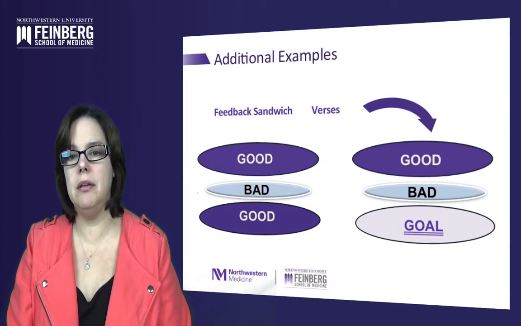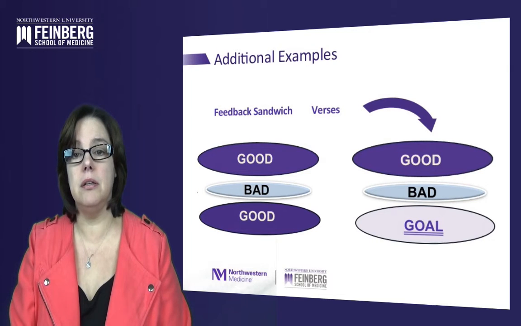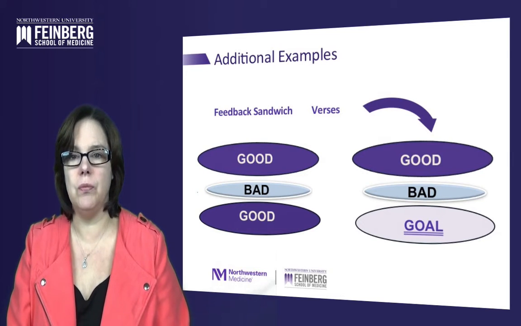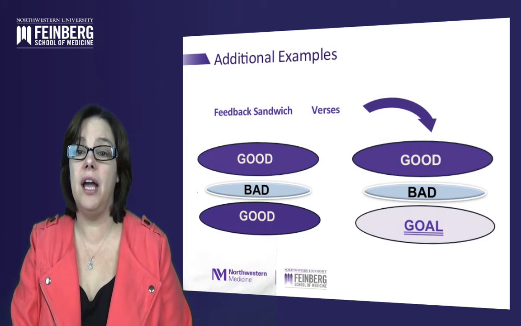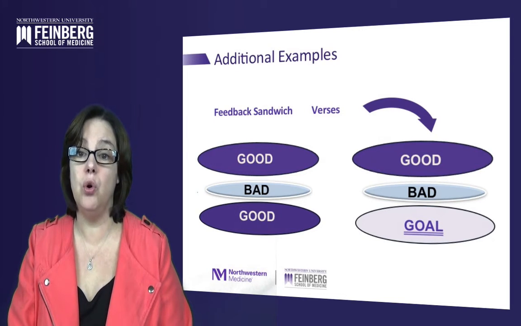We don't want to compliment, provide some bad news or something they didn't do well, and then sandwich it again with a compliment because it's easier to do. An alternative example is to identify a positive observation, an area for improvement based on the observation, and then negotiate a goal with your learner.